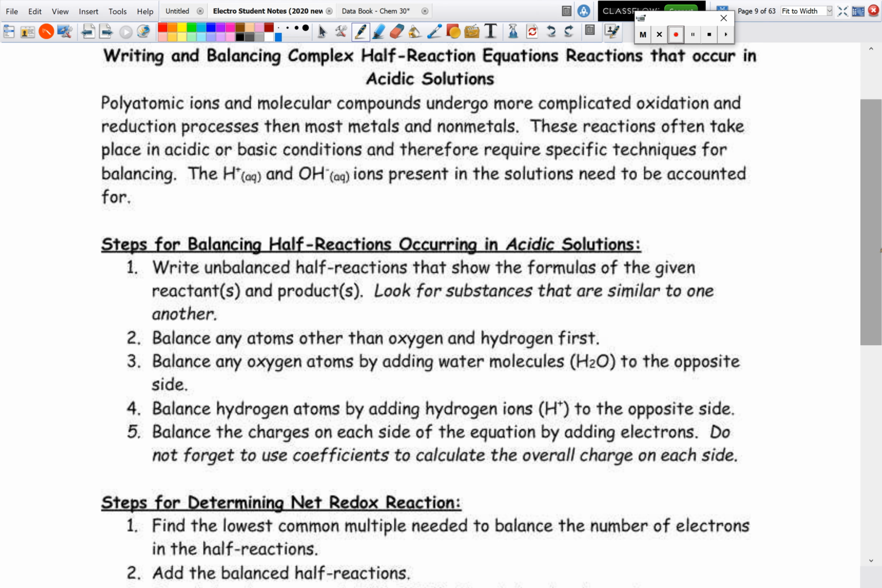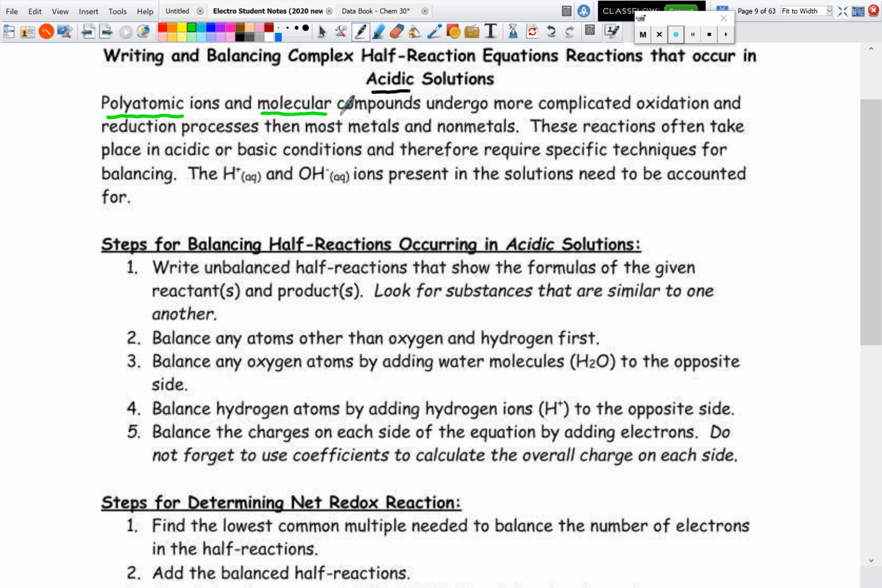Welcome back. So today we are going to be looking at writing and balancing more complex half reactions that occur specifically under acidic conditions. Now we can get them under basic conditions, but we won't be seeing that. We're only going to focus on acidic conditions. So the compounds we're going to be dealing with are polyatomic ions and molecular compounds.